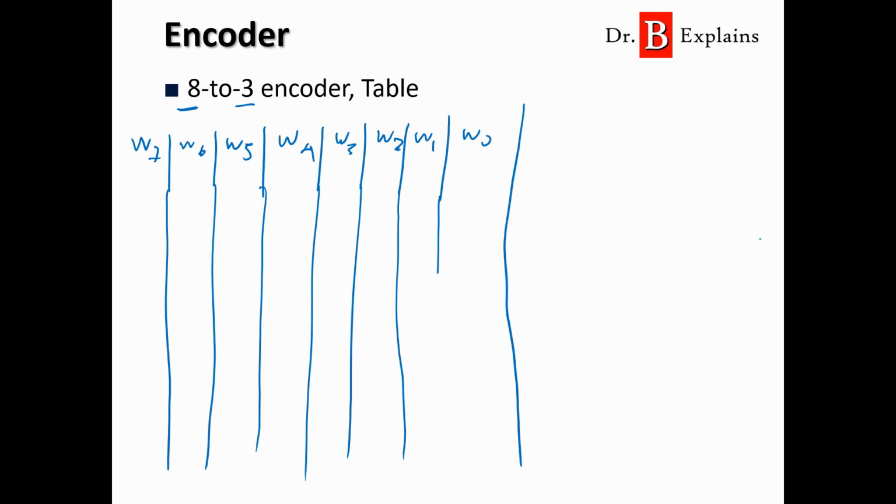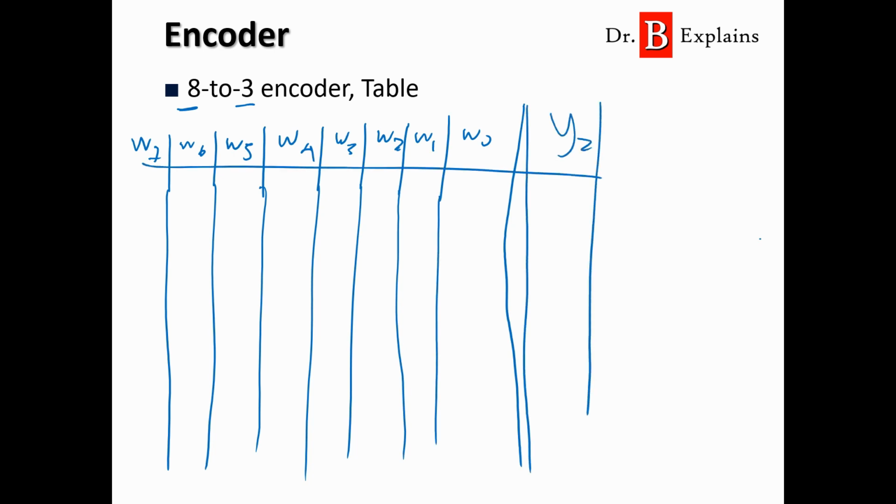And what about the outputs? So we have 3 outputs, so Y2, Y1, and Y0.